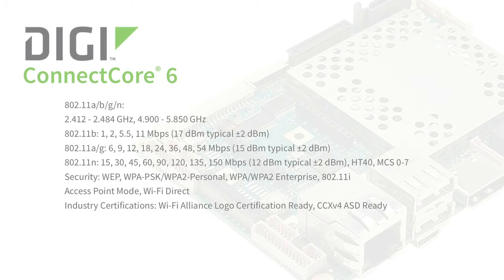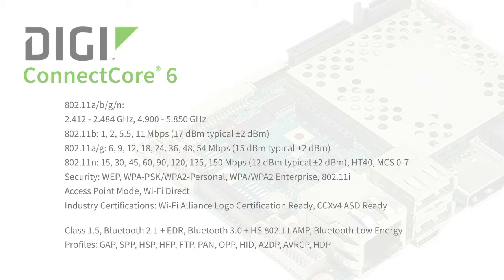Here we are showing our ConnectCore 6 module. It's a highly integrated design built for harsh environments. It's a true industrial component. We have a pre-certified Wi-Fi radio on here. It's certified for 5 GHz and 2.4 GHz, and it has an integrated Bluetooth low energy interface.